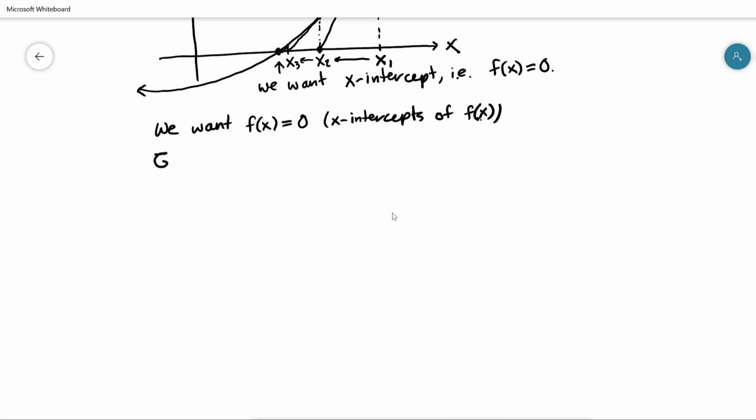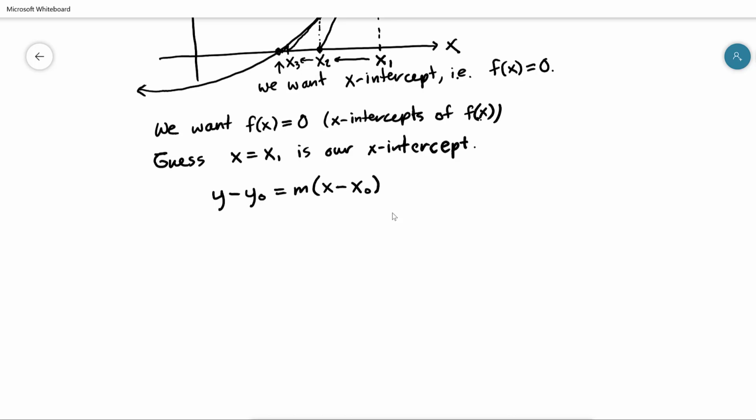So we're going to guess x equals x1 is our 0, so our x-intercept. And as we saw, it's probably a wrong guess. And so what we'll do is find the linear approximation. Our linear approximation is going to look something like this. The point slope form of a linear approximation would be something like this. So here's our point slope form of that line.